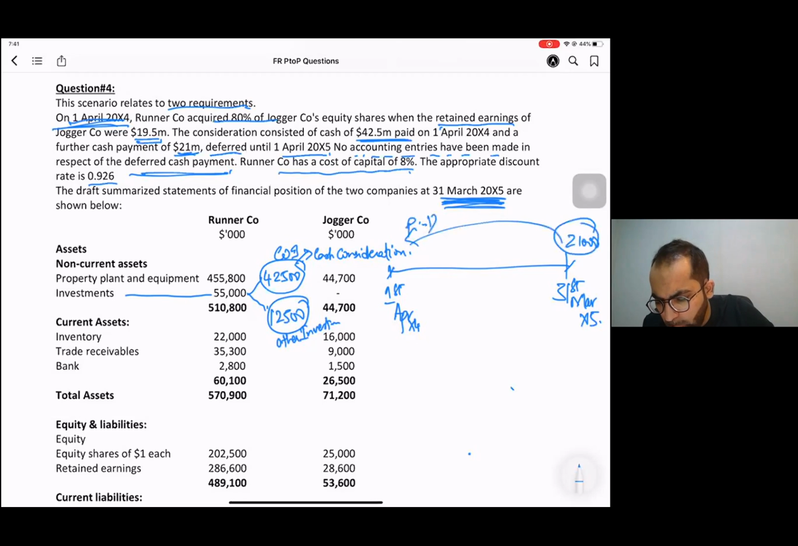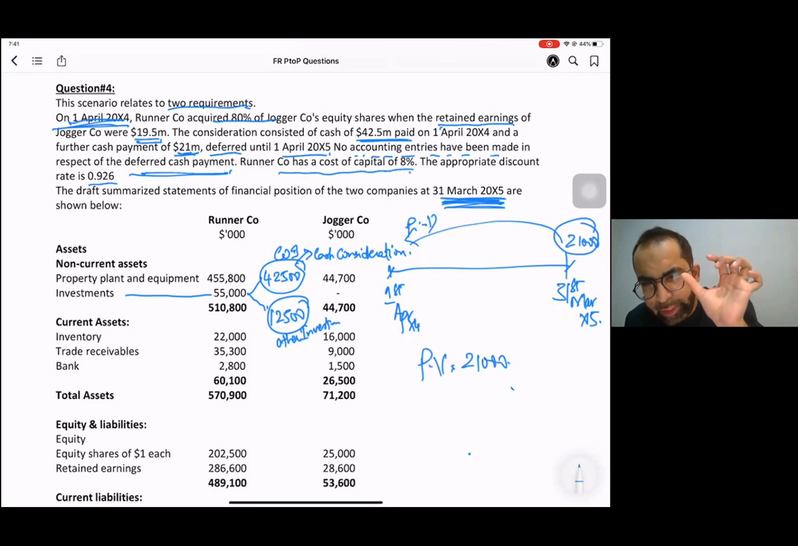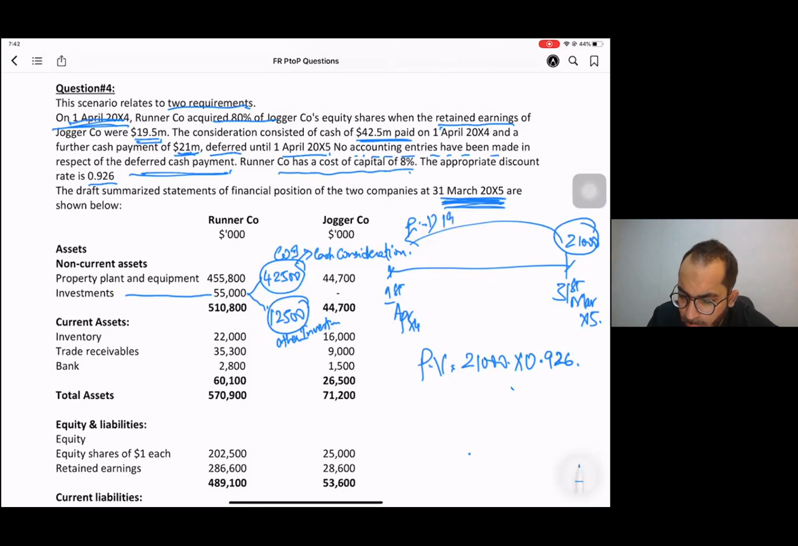And how will you calculate present value? How will you calculate the present value of future cash flow? That cash flow is multiplied by the discount factor, and the discount factor is 0.926. So if you do 21,000 multiplied by 0.926, can anybody do that for me? 21,000 into 0.926? 19446.